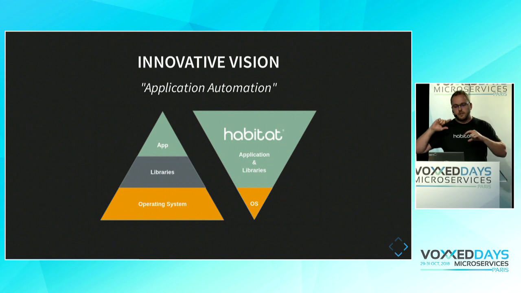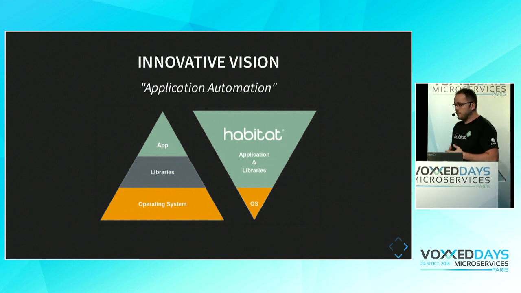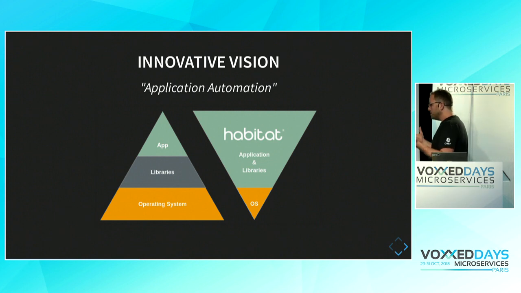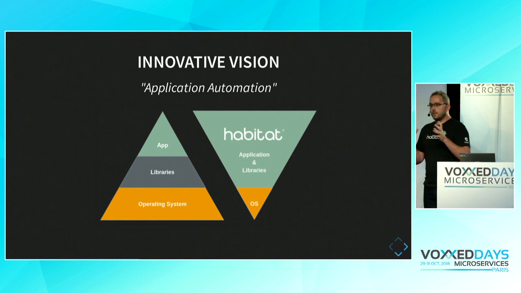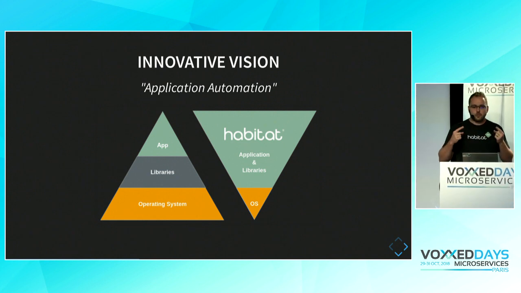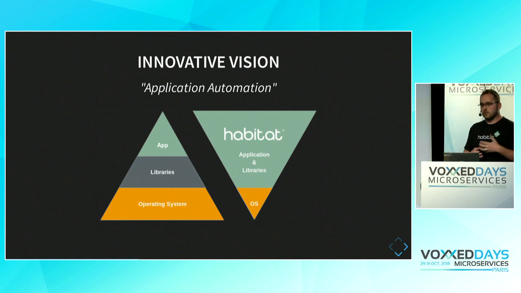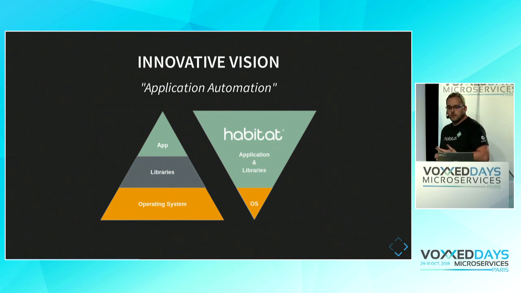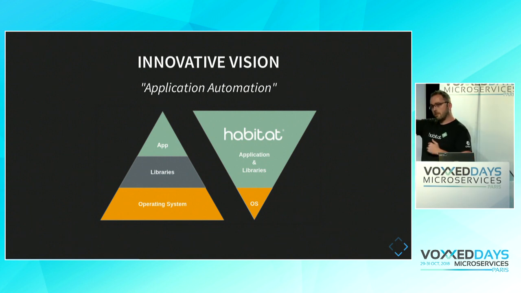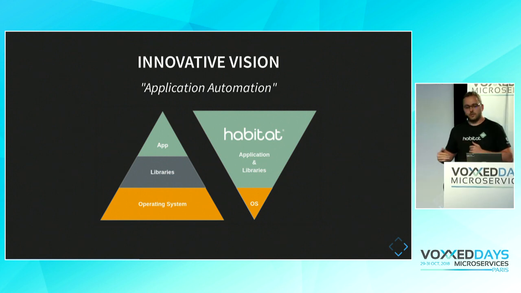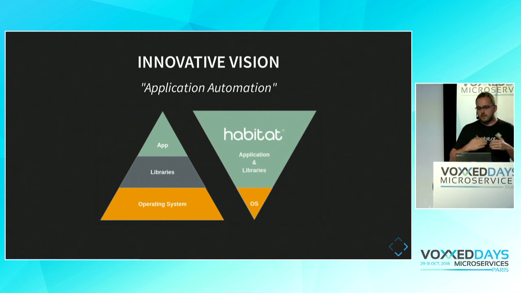So Habitat reversed this by putting the application first. You start from your application, you specify all the dependencies of your application inside Habitat, and when it's done, the package generated from your application will be runnable on any OS that supports the architecture you targeted. Docker, for instance, is for now on the left, because you still start from something, then you add your dependencies, the libraries, and then your application. And Habitat starts the other way around.